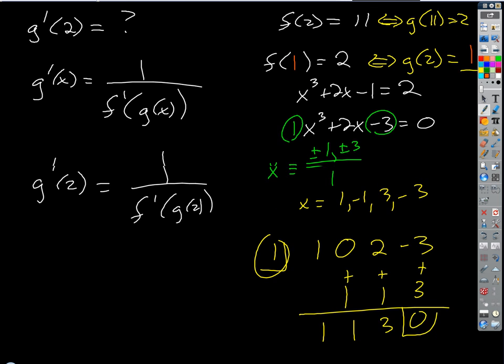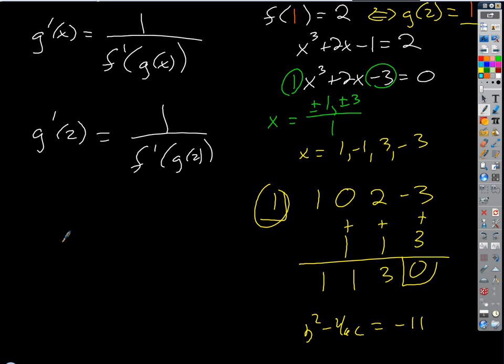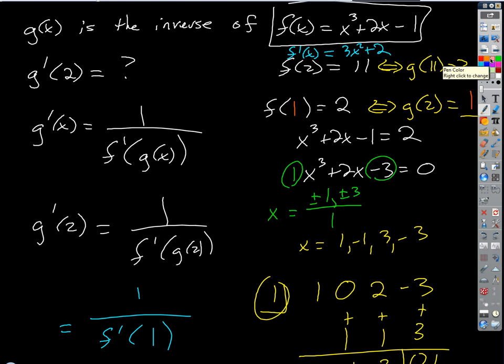So then now all we have to do is just differentiate this easy function here. Well, this is really fun with these new colors. So what's f prime of x? 3x squared plus 1. So then f prime of g of 2 is just f prime of 1, right? So our answer is, this is all equal to 1 over 5. f prime of 1, which is 5. Yeah. Okay.